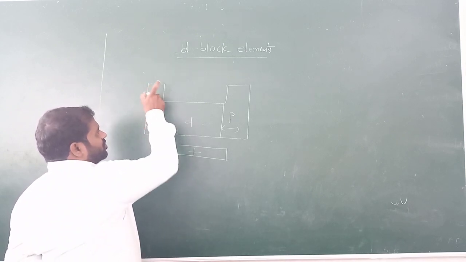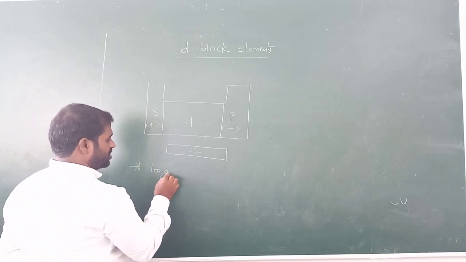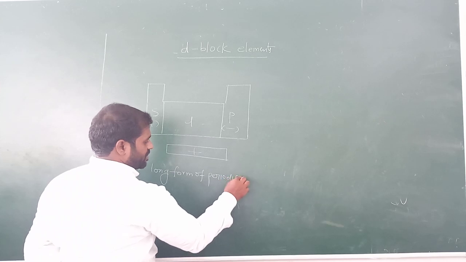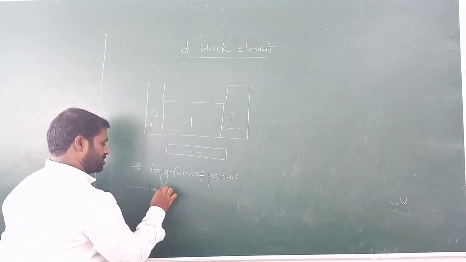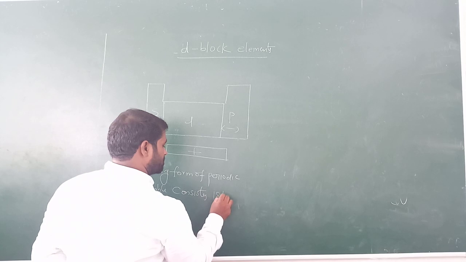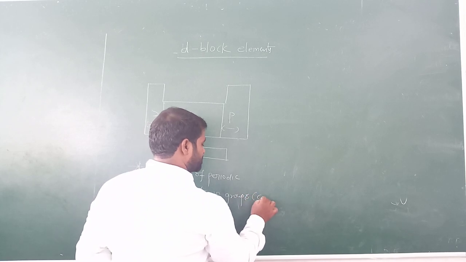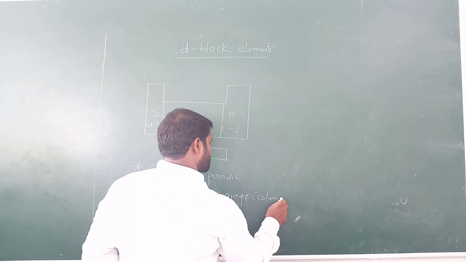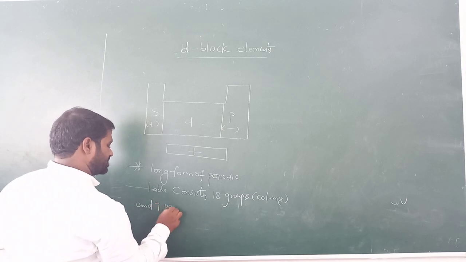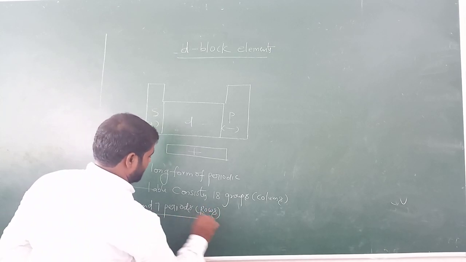Remember this. First group, this is the modern periodic table. The modern periodic table, that is the long form of the periodic table, consists of 18 groups, that means columns, we call them 18 groups, and 7 periods, that we call rows generally.